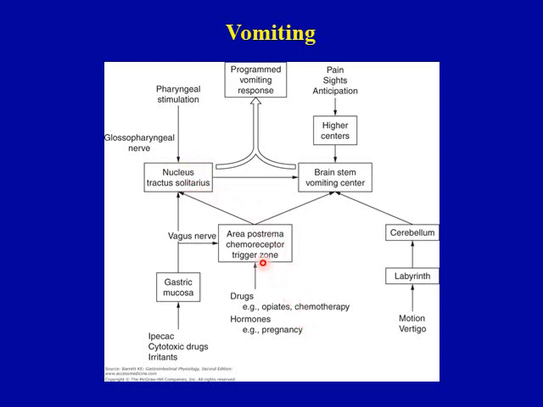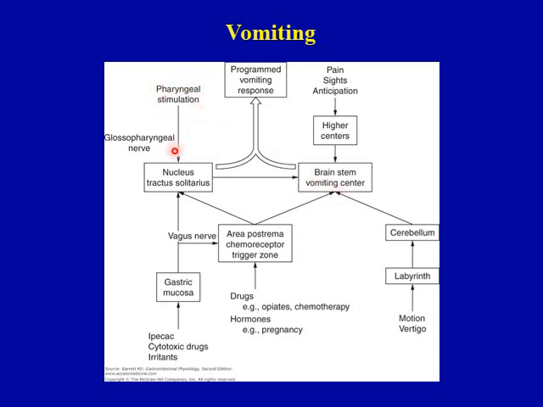Also, direct triggers for the chemoreceptor trigger zone are drugs in the blood like opiates, chemotherapy, and hormones like the hormones of pregnancy. Other stimuli are motion and vertigo, which will be sensed by the labyrinth of the inner ear. Information will be carried to the cerebellum, and from there to the brainstem. Pain, sights, and anticipation act through higher centers. Information again will be carried to the brainstem, where the vomiting center is present.